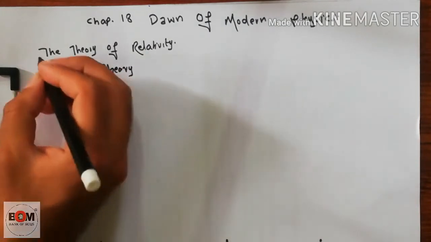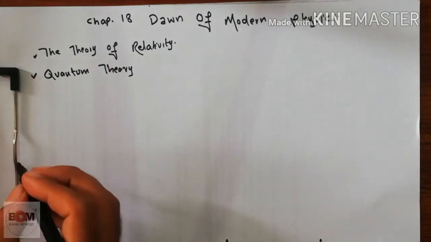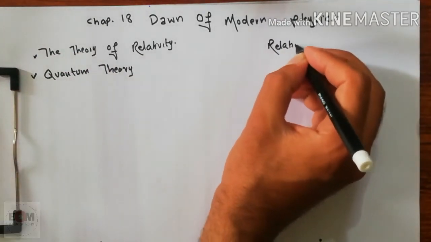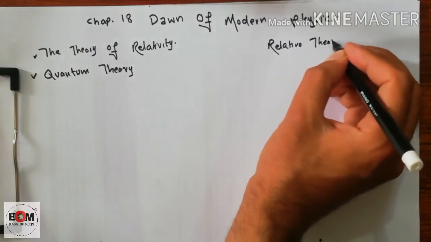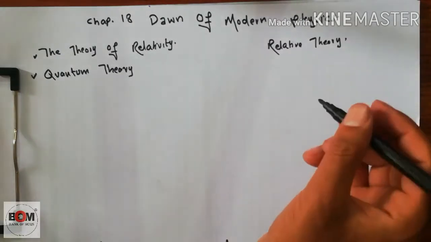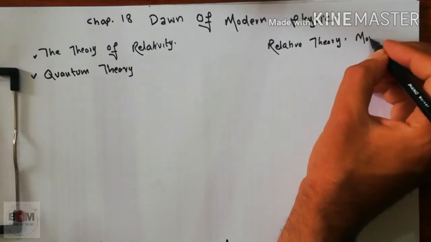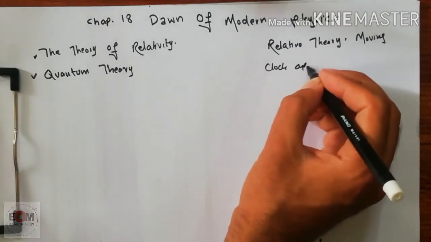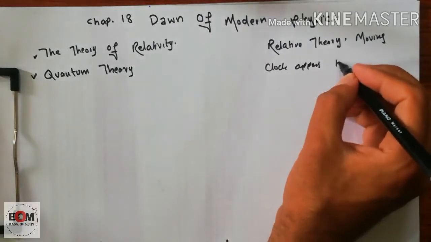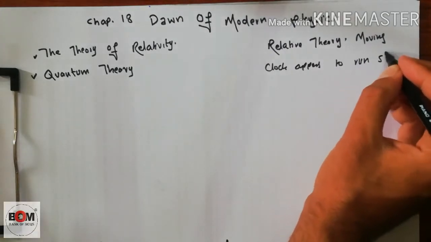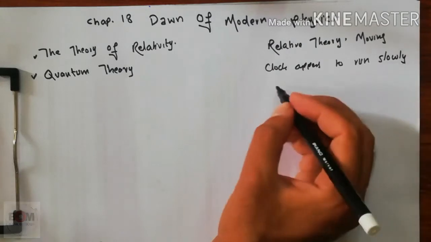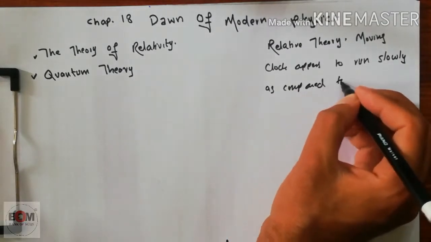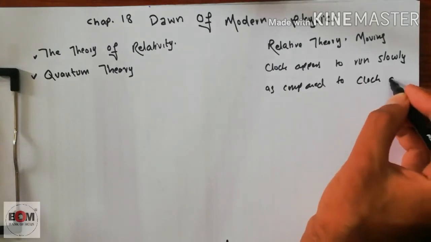Before starting the chapter, bear in mind that according to relativity theory, a moving clock appears to run slowly as compared to a clock at rest.